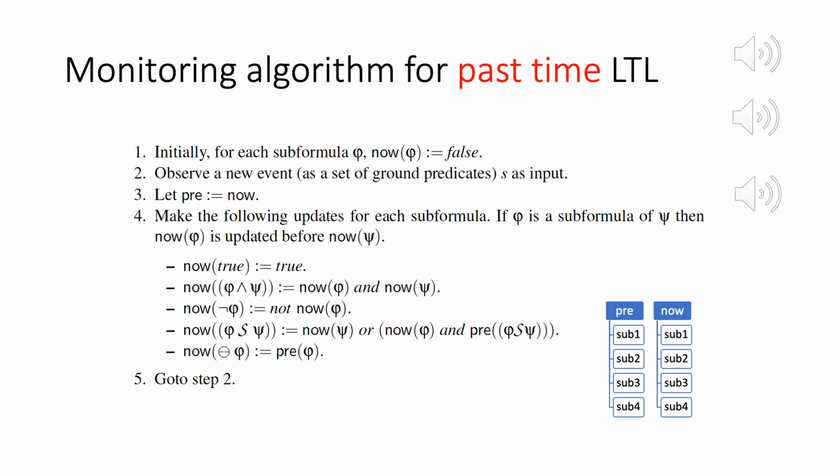The interpretation of the since formula is expressed exactly as the equation on the previous slide. Now phi since psi becomes now psi, or now phi and pre phi since psi. That is, we look up the value of phi since psi in the pre-array. Similarly, with the previous phi formula, we look up the value of phi in the pre-array. In step 5, we go back to step 2.